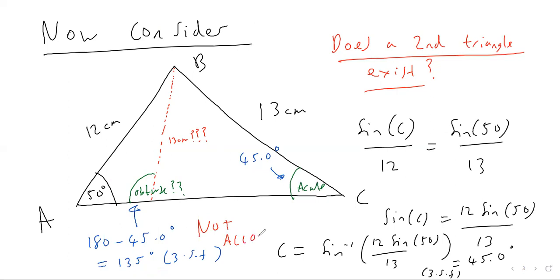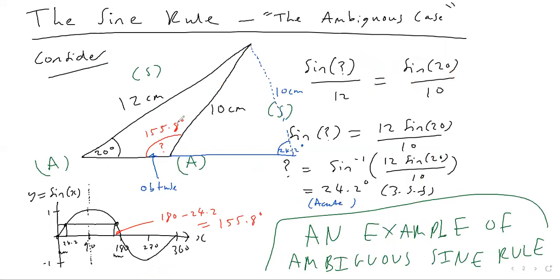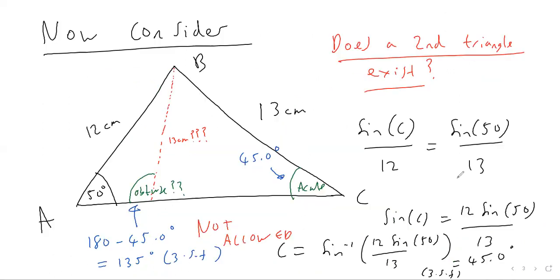So in this case, unlike the triangle before, where we actually could have two possible angles, an angle there and an angle there, with this specific triangle, we can't. So we can't have this obtuse angle. There's only one possibility, that this 45 degrees is the only possibility.